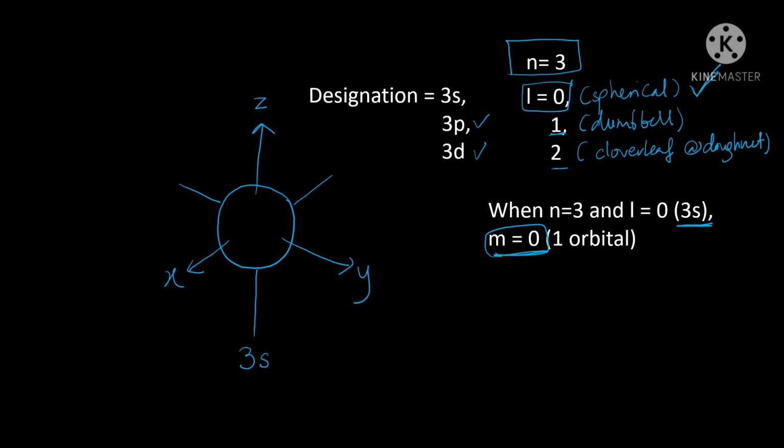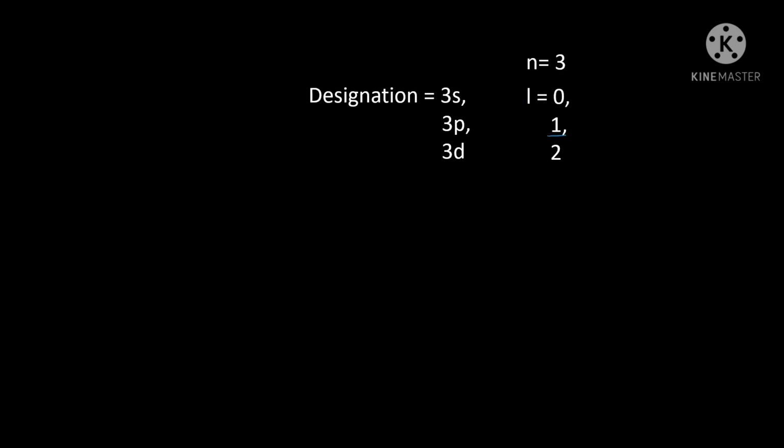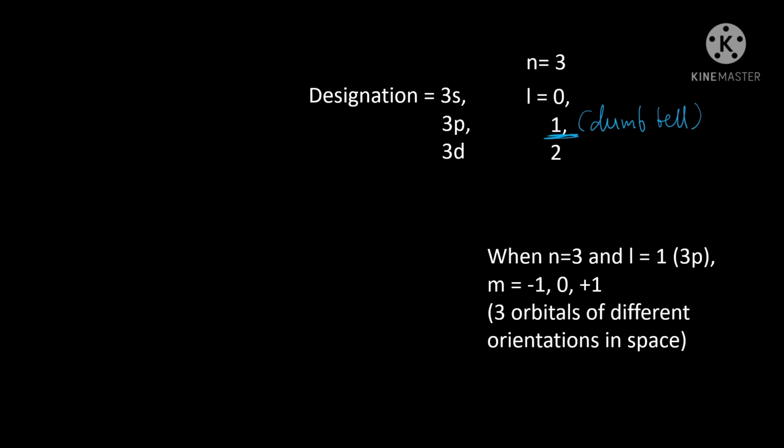So this is the orbital in the 3s subshell, which has the spherical shape because the L is equal to 0. For L equals 1, the orbitals in the subshell will have the dumbbell shape. For L equals 1, there are 3 allowed magnetic quantum number values that can be written, which are m equals -1, 0, and +1. As there are 3 magnetic quantum numbers that can be written, it means that there are 3 orbitals of different orientations in space in the 3p subshell.